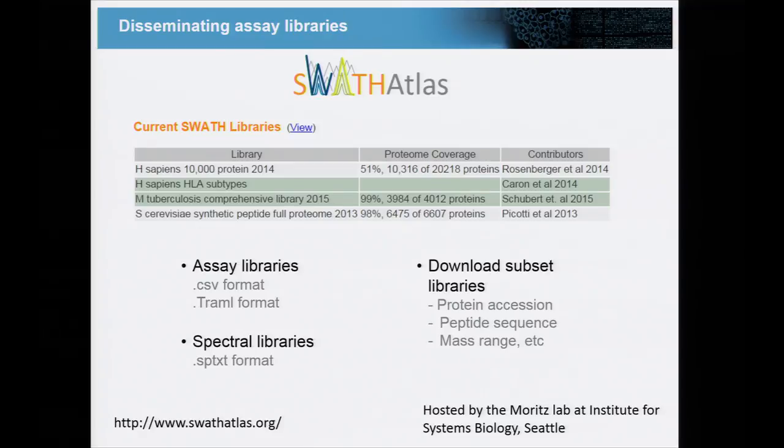So we have this large human protein library. We now have an MHC peptide library from a recent paper. We have a very comprehensive library from Mycobacterium tuberculosis, and we have a synthetic peptide library from yeast. Our intention is to continue filling this out with different kinds of libraries as they arise. The assay libraries are in this CSV table format that I just described, and also in this TraML format, an XML-based format.